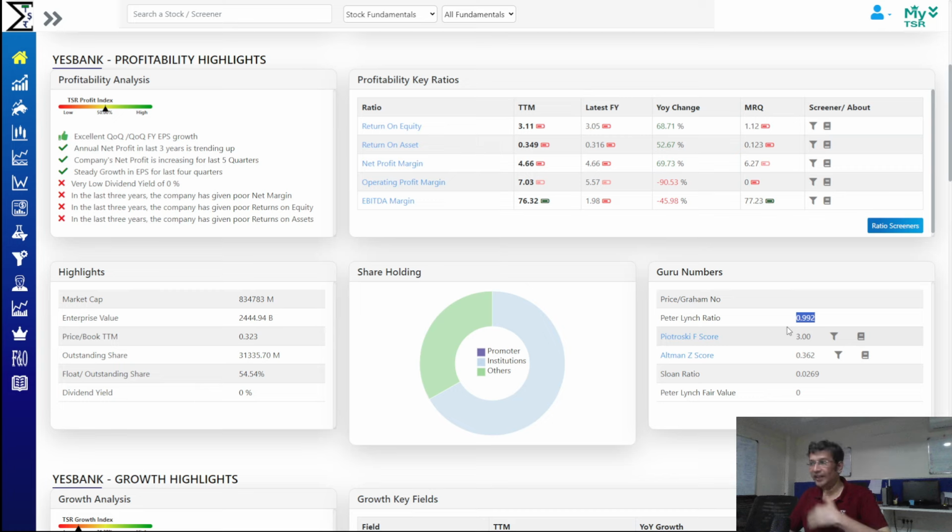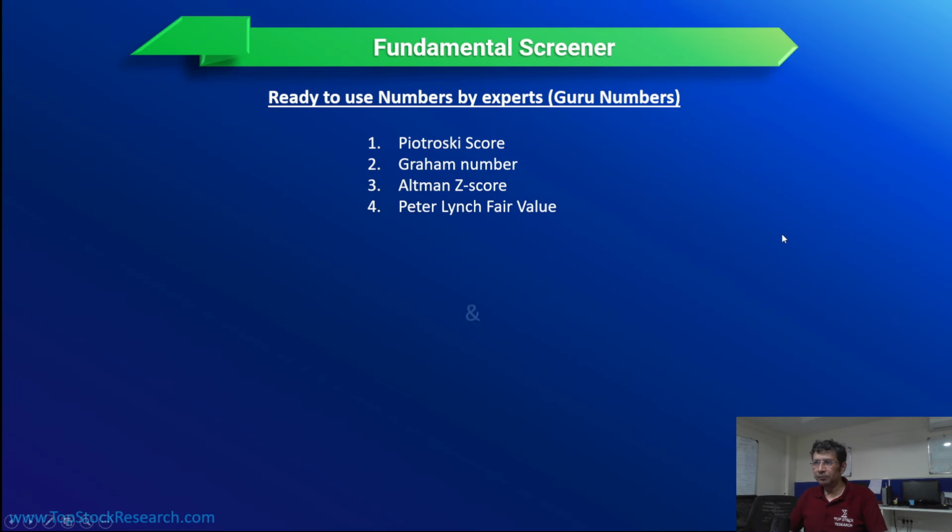So again, there are a lot of learnings here. If you want to learn more, there are a lot of materials available on these numbers, but these are numbers created by smarter people who have experience of a few decades. They have been very successful. That's why their numbers are generally used, right?